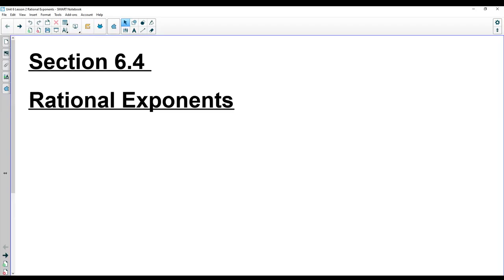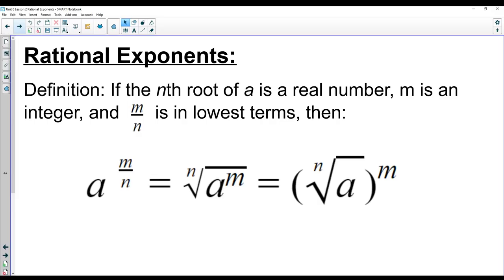I'm here to chat with you about exponents, specifically rational exponents. So what does it mean to be a rational exponent? A rational exponent is just a fraction as an exponent. So instead of an exponent of 2 or 3 or 4 or -1, we're now dealing with fractions. So what does this mean?